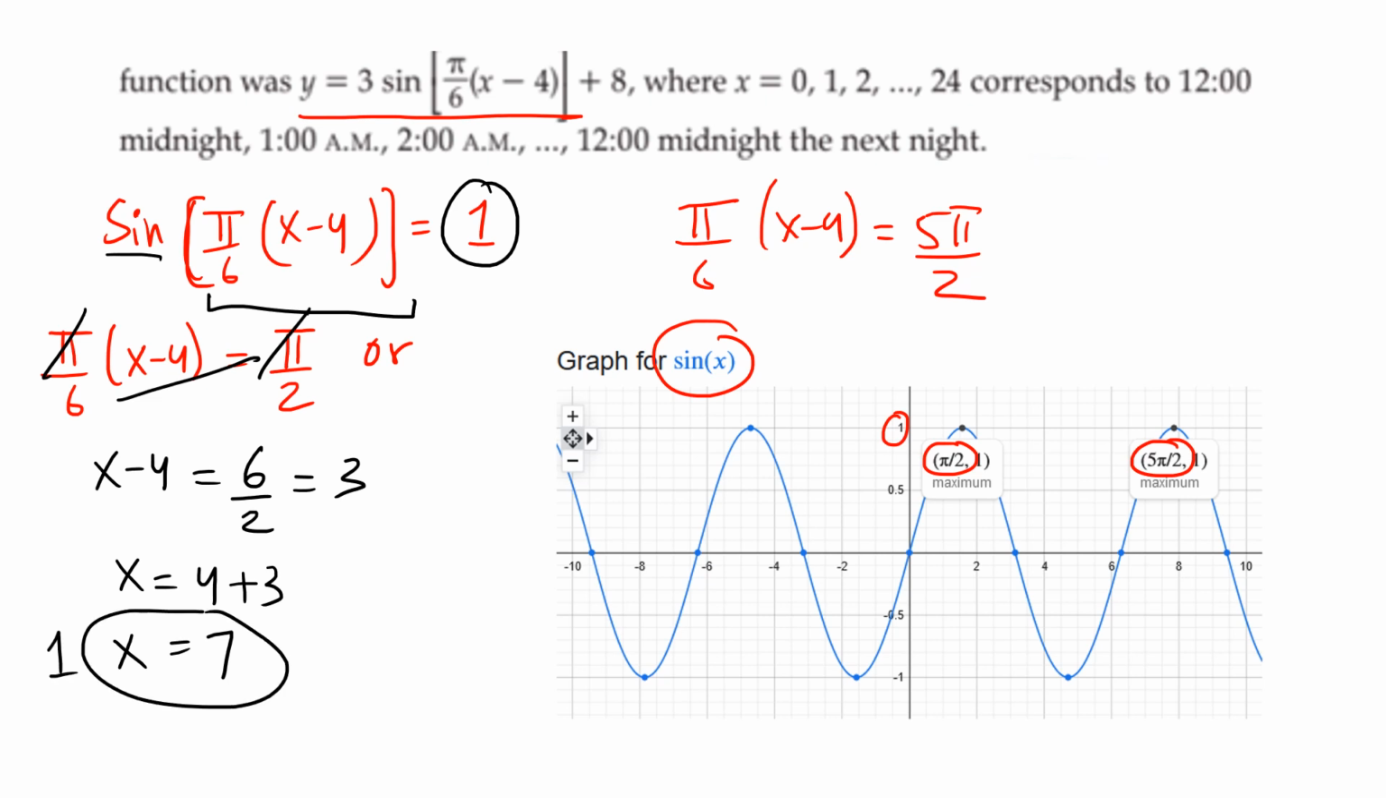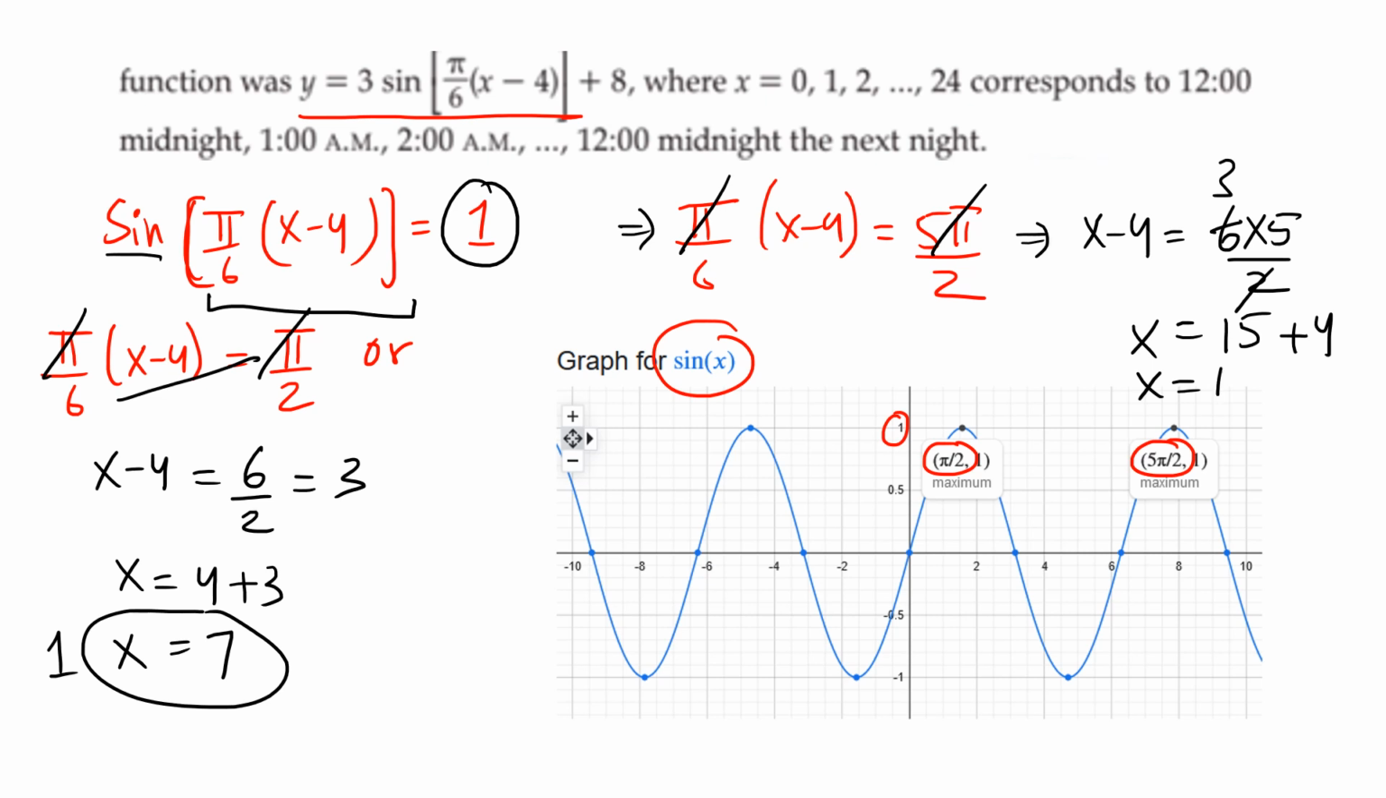Similarly, we'll get one value from here. Second value of x, pi cancels, cross product. So this gives you x minus 4 is 6 times 5 over 2. Simplify, so this is 5 threes are 15 plus 4. So x is equal to 19. So we have got two values of x.